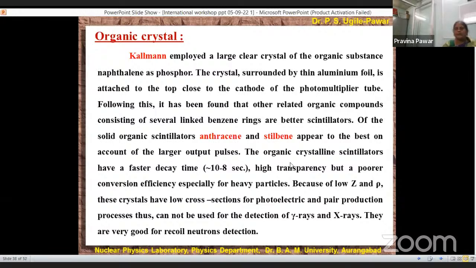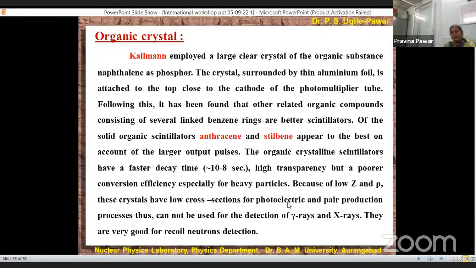The organic crystalline scintillators have a faster decay time, nearly 10^-8 seconds, and high transparency, but a poorer conversion efficiency, especially for heavy particles, because of low Z and rho. These crystals have a low cross section for photoelectric and pair production processes. We know that these are the interaction processes. There are so many, but out of these only three we are going to consider as the main interaction processes: photoelectric effect, Compton effect, and pair production.